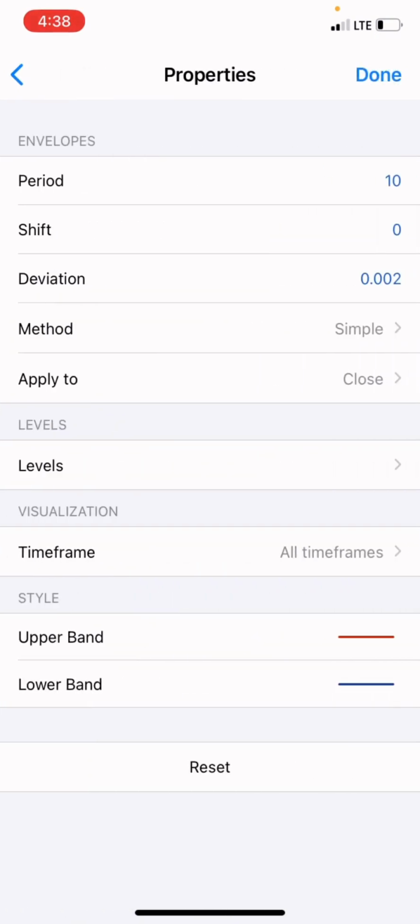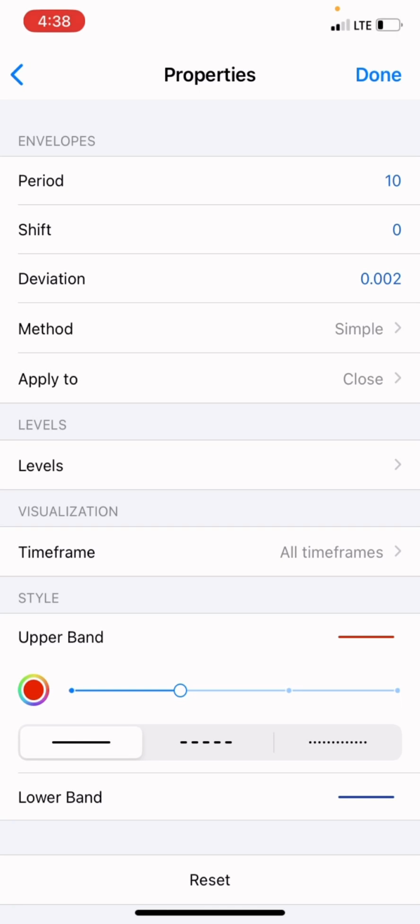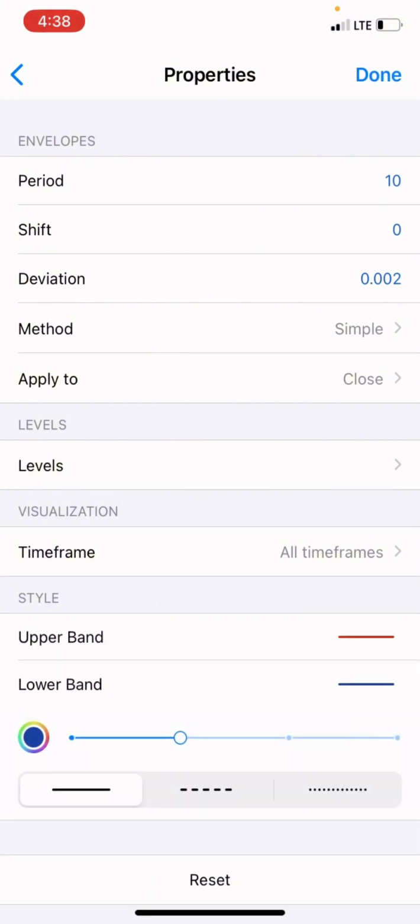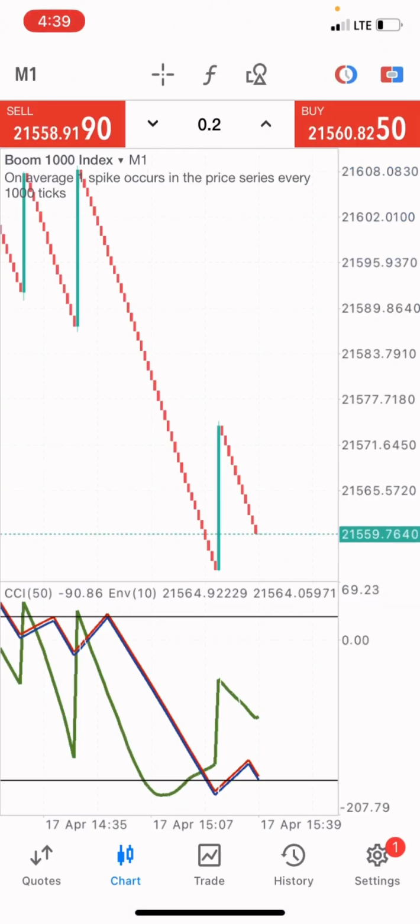period of 10, shift 0, deviation is 0.002, method is simple, apply to close, levels are not needed, so you skip. And for visualization, all time frames, upper band, I'm using red. You can decide to use whatever color you choose, but make sure it is visible on your chart. And for the pixel, I'm using pixel 2, and the lower band, I'm using blue. You can use whatever color that you desire, but just make sure it is visible on your chart. So click done when you're done with that, and you have your indicator appear on the indicator window.